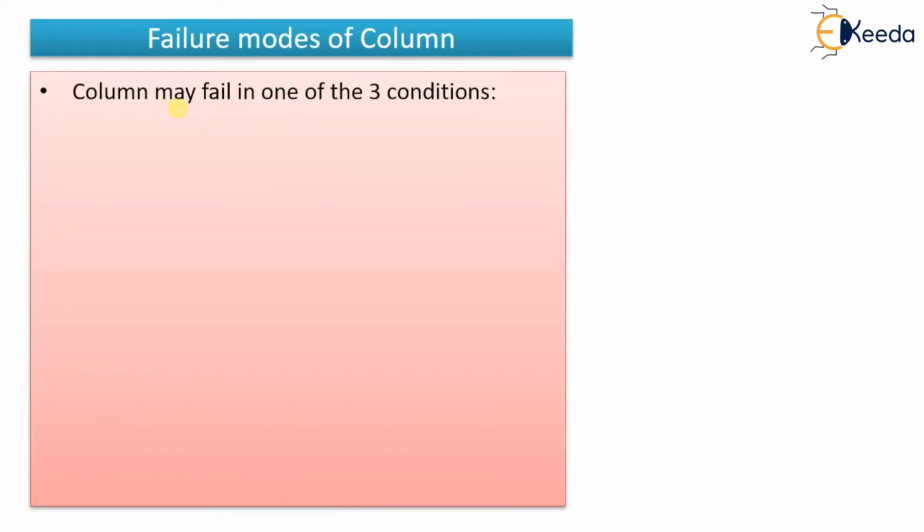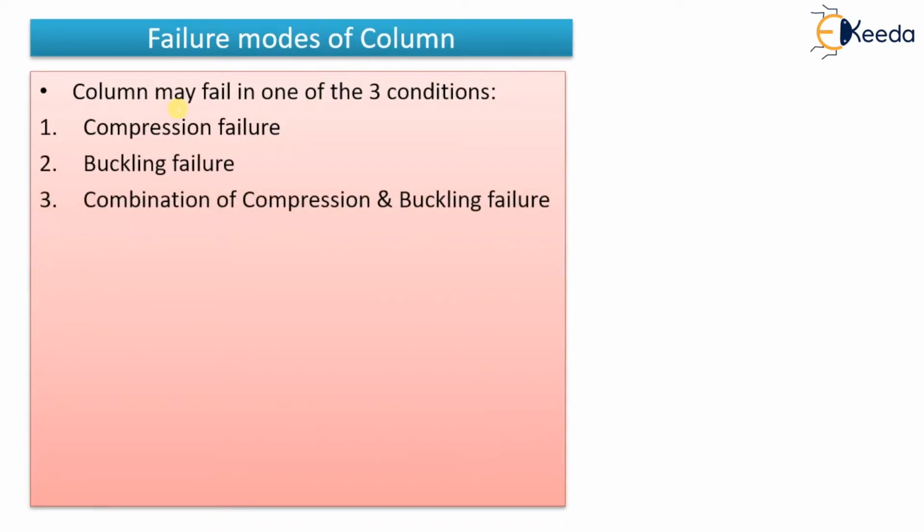The column may fail in three conditions, one of the three conditions. The first one will be the compression failure, the second one is the buckling failure, and the third one is the combination of these two, that is compression and buckling. I'll explain this one by one, but just remember that a column may fail in one of the three conditions. And which are these three conditions? First one will be the compression failure. Obviously, as the name says, it will fail by compression.